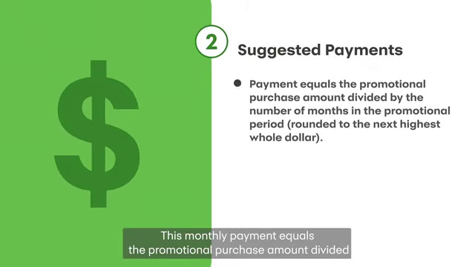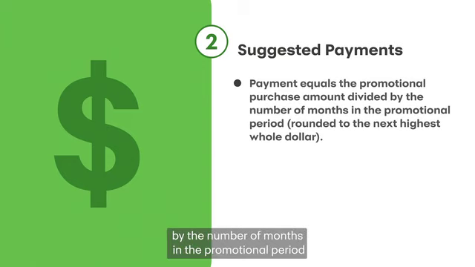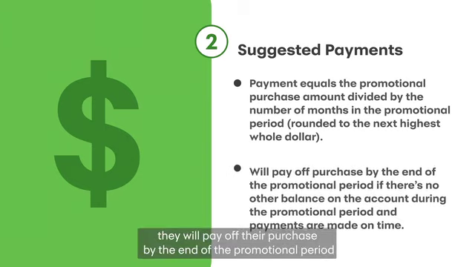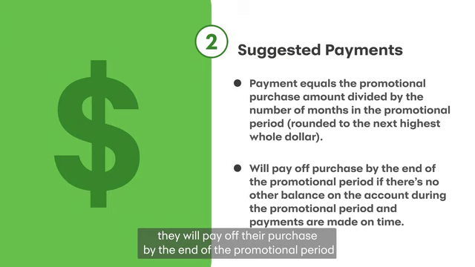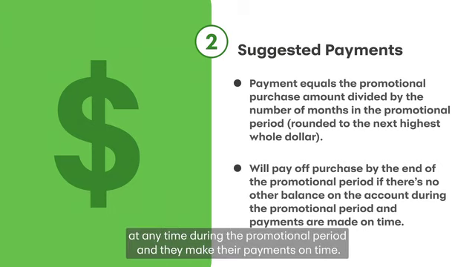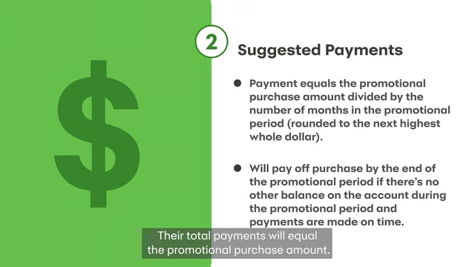This monthly payment equals the promotional purchase amount divided by the number of months in the promotional period, rounded to the next highest whole dollar. If they pay this much each month, they will pay off their purchase by the end of the promotional period if there are no other balances on their account at any time during the promotional period and they make their payments on time. Their total payments will equal the promotional purchase amount.